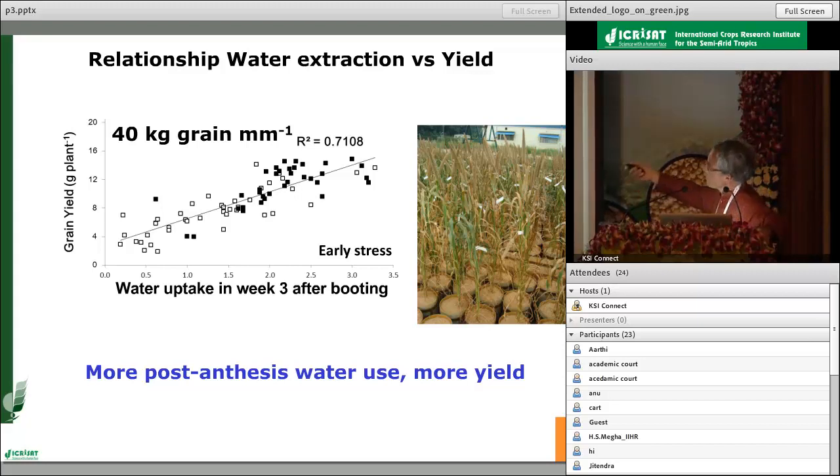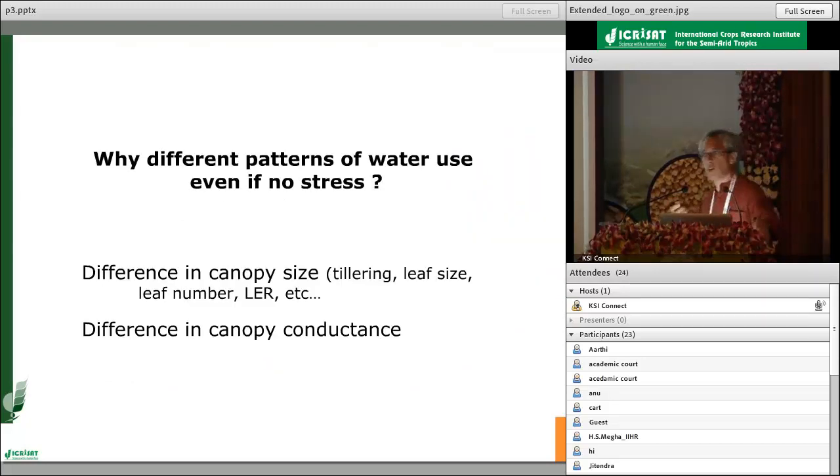And if you look more carefully, we talk only about shifting water from vegetative to reproductive stage in the order of 15 to 20 millimeters. It's not much, but it's water that makes a tremendous impact on the yield under stress conditions. So why do plants have different patterns of water use even if they are not under stress? That's what we have addressed.